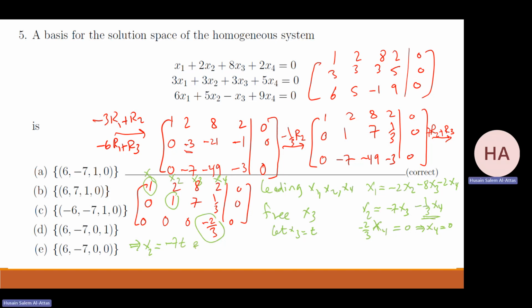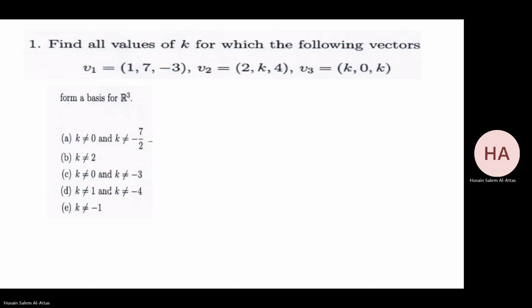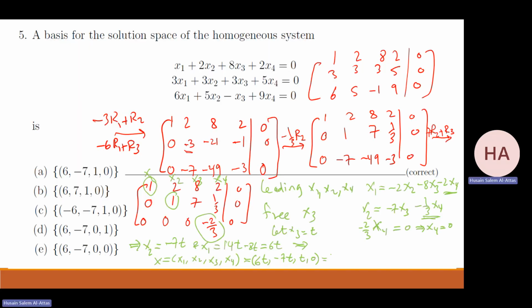And x1 will be what? This will be 0, minus 2 times 0. So I have minus 2 x2, which is minus 7, that will be 14t, minus 8t, which is 6t. So my solution x, which I wrote as x1, x2, x3, x4, should be what? x1, which is 6t, x2, which is minus 7t, t, and the last one, 0. Take t as a common factor, what you will get? 6, minus 7, 1, 0.